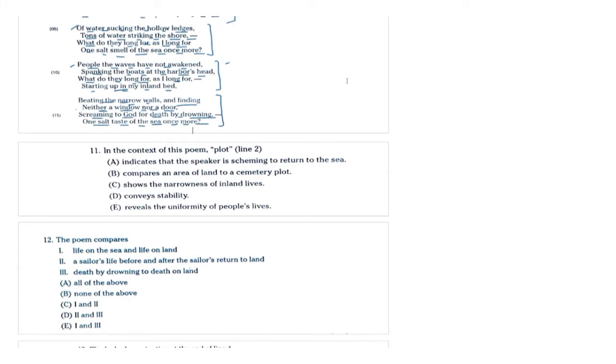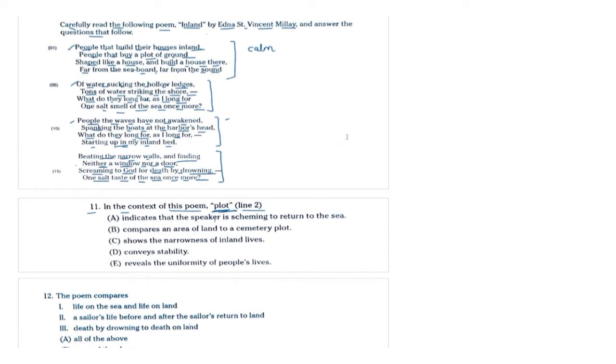The first question is, in the context of this poem, what does the word plot in line number 2 indicate? Let's go over to line number 2. This is line number 2. Plot of ground.